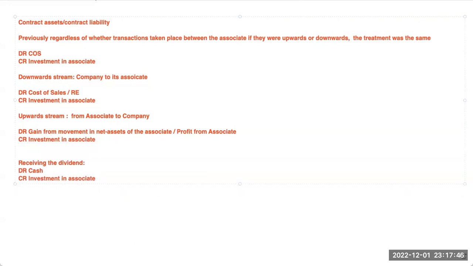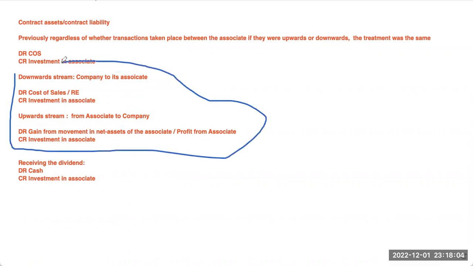So basically, these are the two main changes of recognition of IAS 28 transactions. I hope that it makes clear for you. It's, I'd say, visible, it's crystal clear, and the treatment is straightforward.